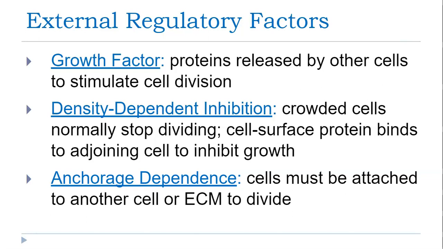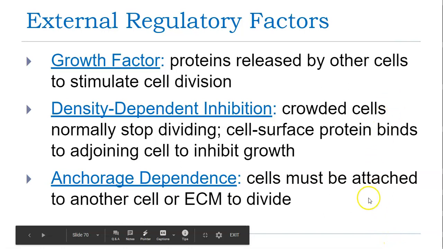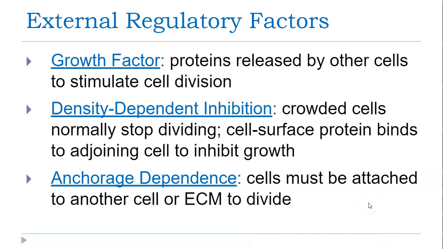Externally, you can also have control factors as well. If there are growth factors released, thinking of overall cell signaling, it might promote cell division. There's something called density-dependent inhibition, where when the cells start bumping into each other, they naturally want to stop dividing. This is another direct contact cell signaling, a ligand receptor type situation. And then there's also something called anchorage dependence, meaning cells like to be anchored to something. They don't just like free floating around. So oftentimes they won't divide if they aren't attached to something. So those are just some of the possible regulatory factors in cell signaling associated with the cell cycle.